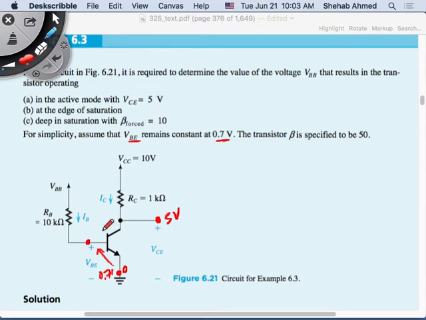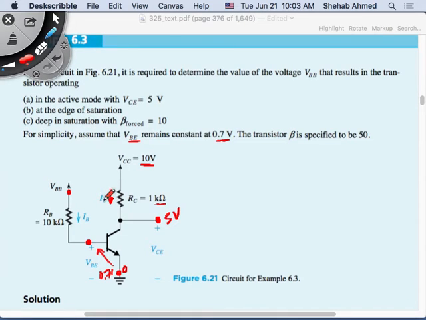Which means I know the voltage here. I don't know the voltage here, but I know the resistance, right? What else? Do I know the current? Not yet. Let's see. So I will find the current. I know this voltage, so I know the voltage across this resistor. I know its value, so I can calculate current.